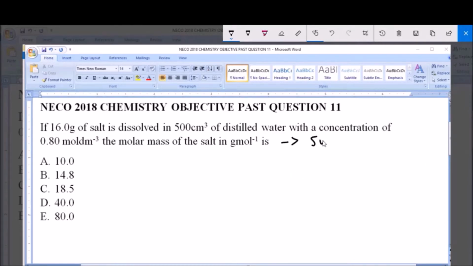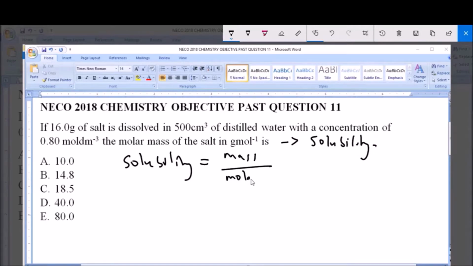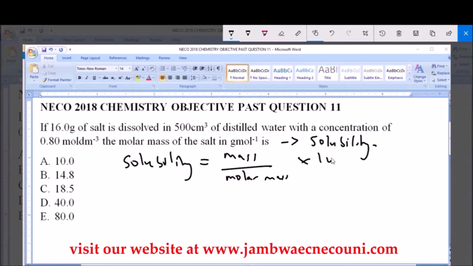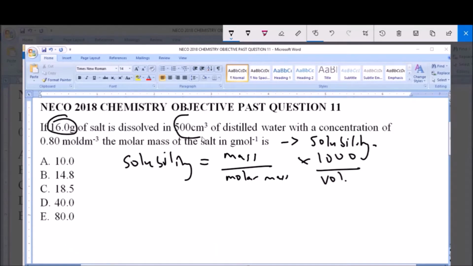So this question is a solubility calculation, and the solubility formula is given as mass over molar mass times 1000 over volume. Here we are given the mass of the salt, the volume of solvent, the volume of distilled water, and we are given this concentration, which is the solubility. Solubility is measured in moles per dm³. So this is the solubility. Now we are asked to find the molar mass of this particular 16.0 grams of salt.